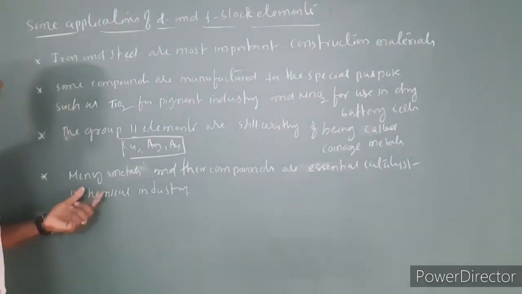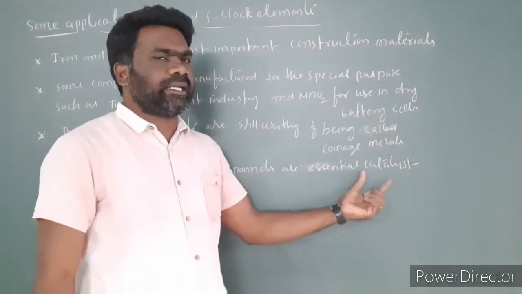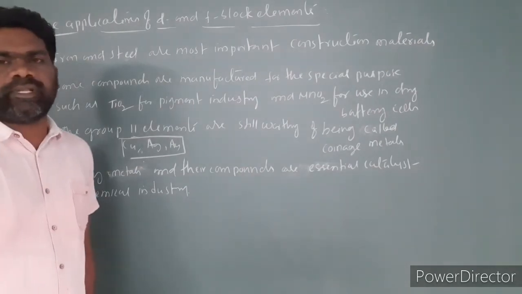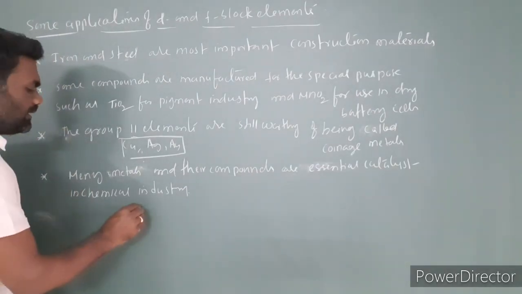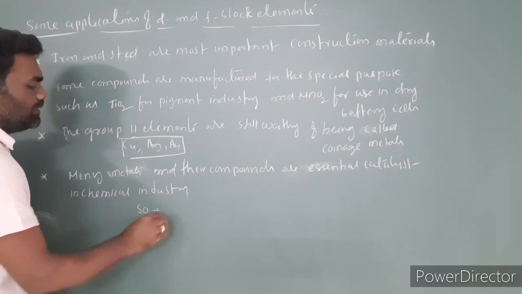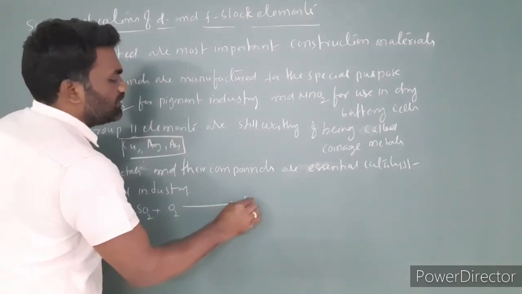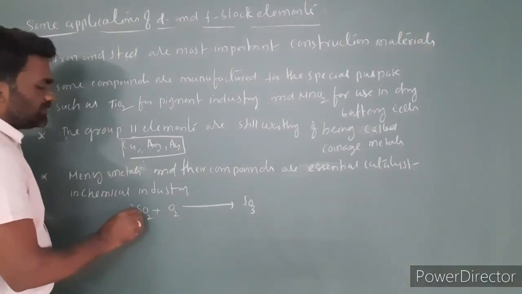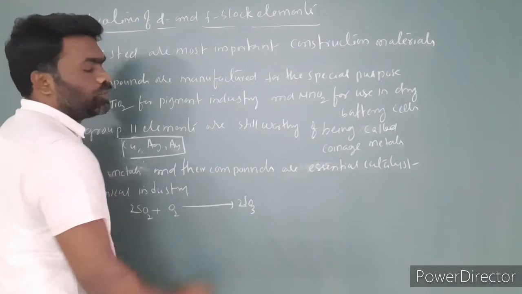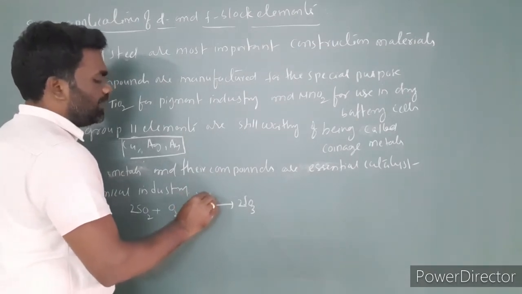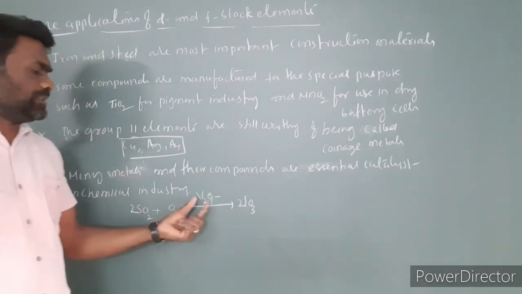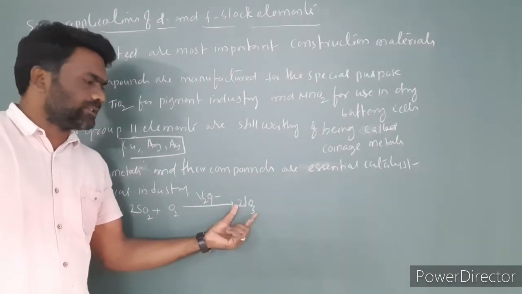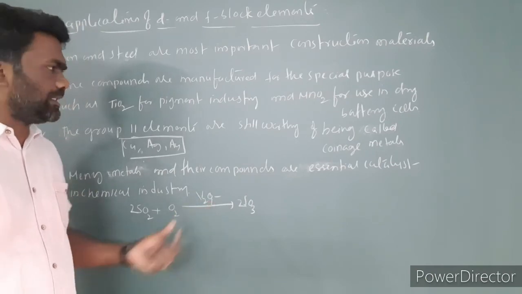Next, many metals and their compounds are essential catalysts in the chemical industry. Let us take one example: the manufacturing of sulfuric acid by the contact process. In the contact process, sulfur dioxide reacts with oxygen to form sulfur trioxide: 2SO2 plus O2 gives 2SO3. Here we use vanadium pentoxide, V2O5, as a catalyst.